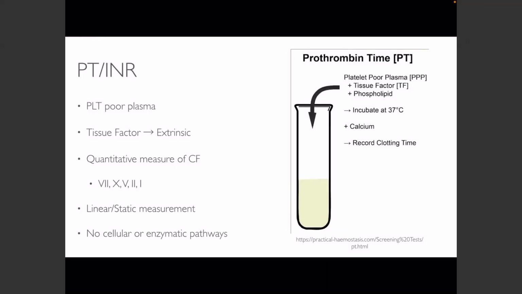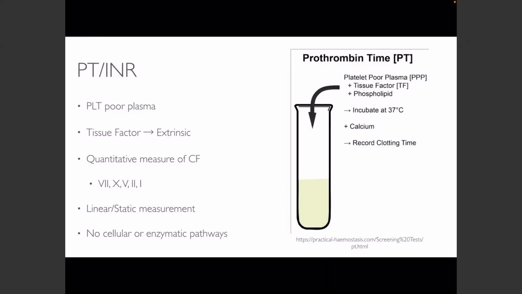So to run a PT, just to refresh everybody's memory, you take a blood sample in a tube, you spin it down in a centrifuge to get platelet-poor plasma, and then you have to incubate it to 37 degrees, and then you add calcium. Basically, all it is is a quantitative measure of your clotting factors.